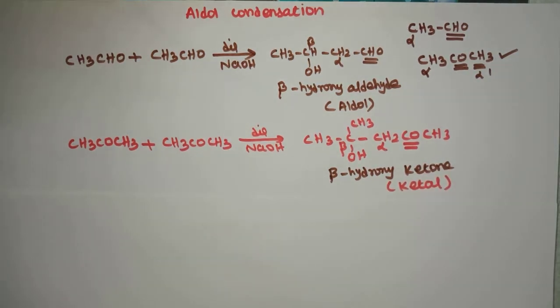Aldol condensation. An aldehyde or ketone having alpha hydrogen undergoes self condensation on warming with dilute or mild base to form a beta hydroxy aldehyde or beta hydroxy ketone. This reaction is called aldol condensation.